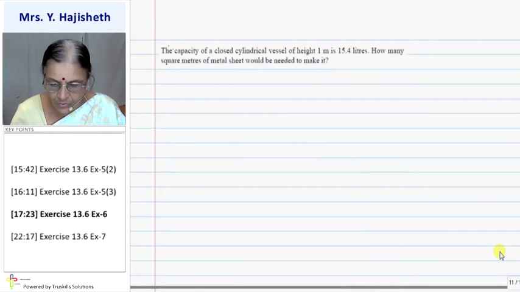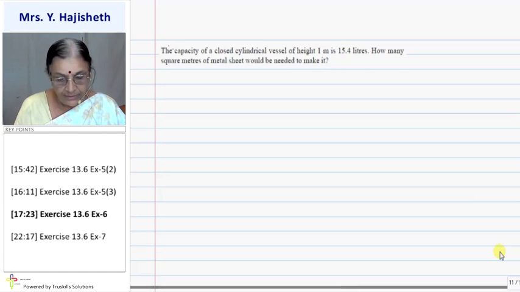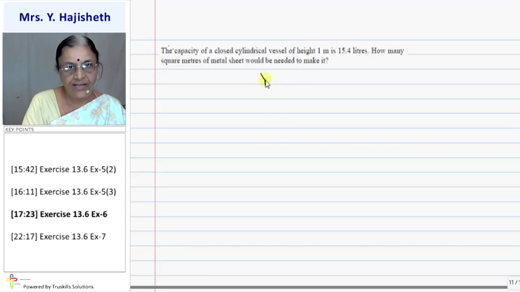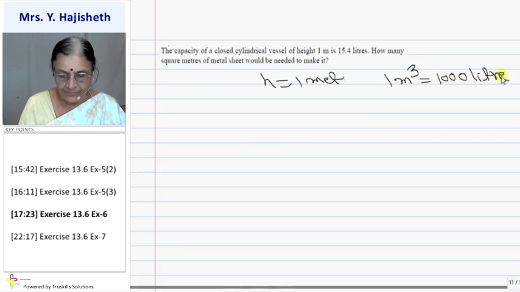The capacity of closed cylindrical vessel of height 1 meter is 15.4 liter. मतलब volume is given and it is in liter. Liter मतलब it should be multiplied with 1000, then it is centimeter cube. याद रखना. How many square meter of metal sheet would be needed to make it? अब height is given as 1 meter. Okay. 1 meter square is 1000 liter. ये ध्यान रखना.